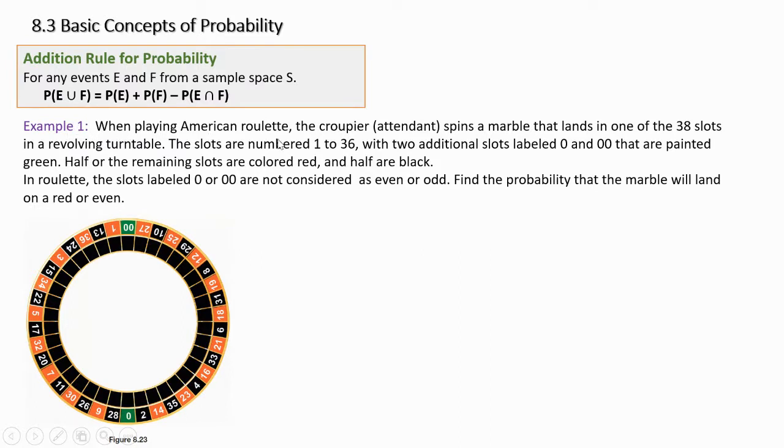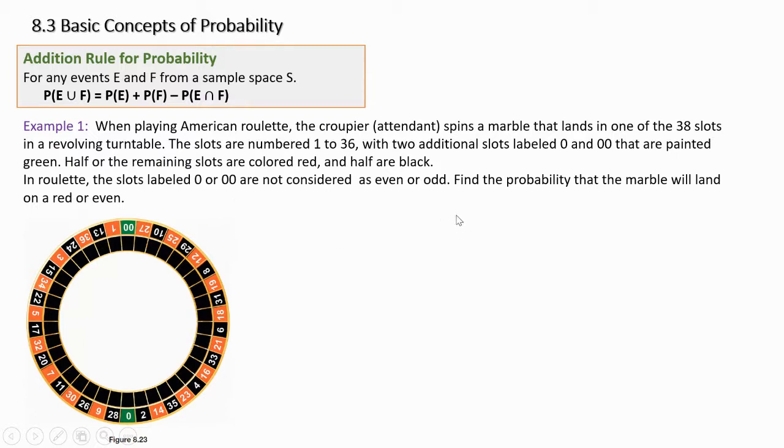Example 1 says, when playing American roulette, the croupier, who is the attendant, spins a marble that lands in one of 38 slots in a revolving turntable. The slots are numbered 1 through 36, with 2 additional slots labeled 0 and 00 that are painted green. Half of the remaining slots are colored red and half are black. In roulette, the slots labeled 0 or 00 are not considered as even or odd.